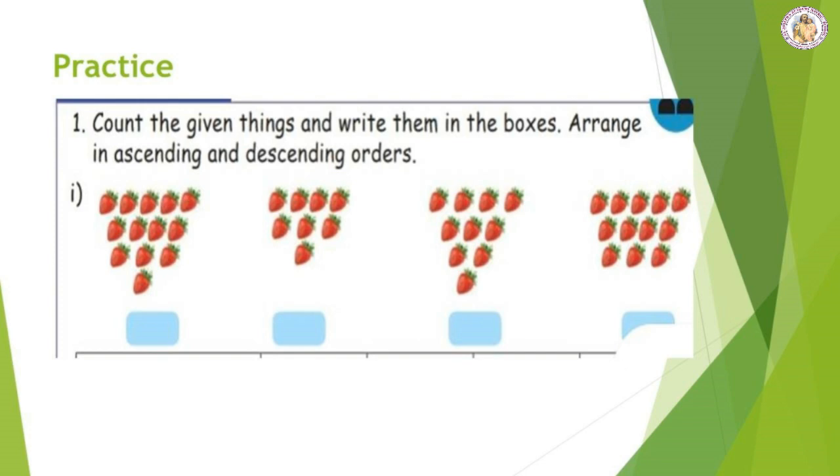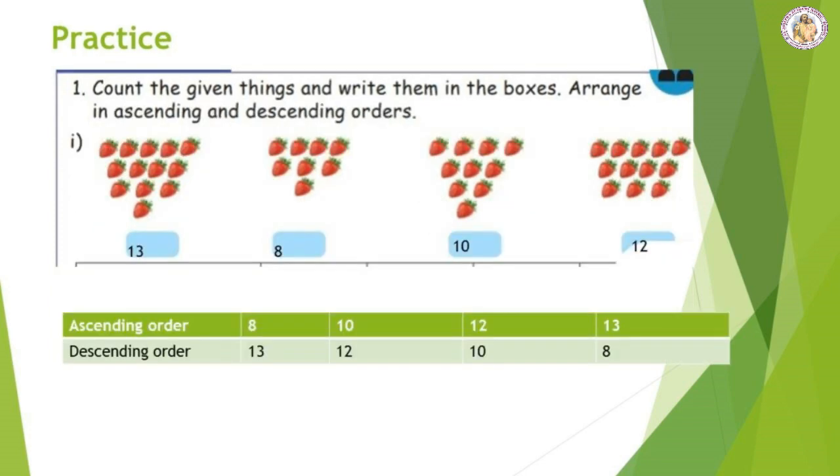Let us practice some more examples. See here, count the given things and write them in the boxes arranged in ascending and descending orders. First one, the cherries are here. How many cherries are here? Yes, 13. And the next one, it is 8. And the next is a 10. And the last one, how many cherries? 12 cherries. So you have to arrange the number of cherries in an ascending order.